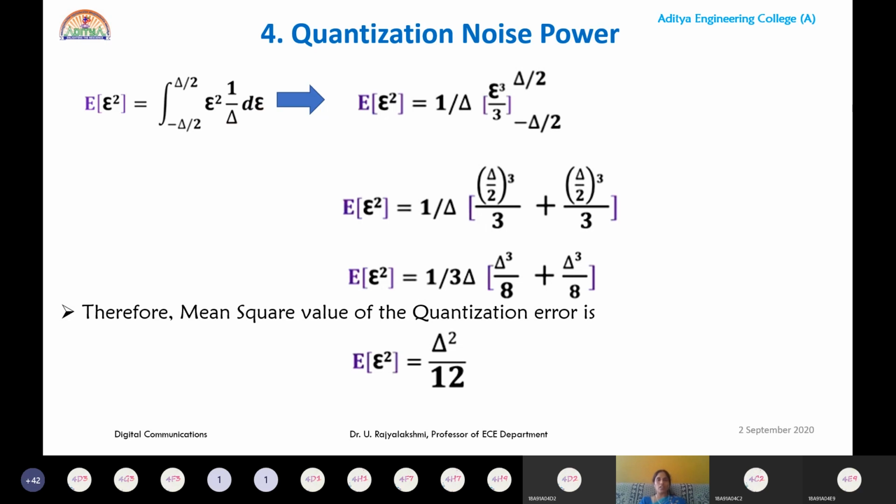So what is the mean square value of quantization error? Delta square by 12. But what is delta? Recollect from equation 2. What is delta? 2 by L or 2 x max by L. Whenever x max equals 1, it is 2 by L, where L is the number of representation levels shown in the y-axis or amplitude axis. So it will be 2 by 2 power n. Okay, let us move to the next slide for simplification.